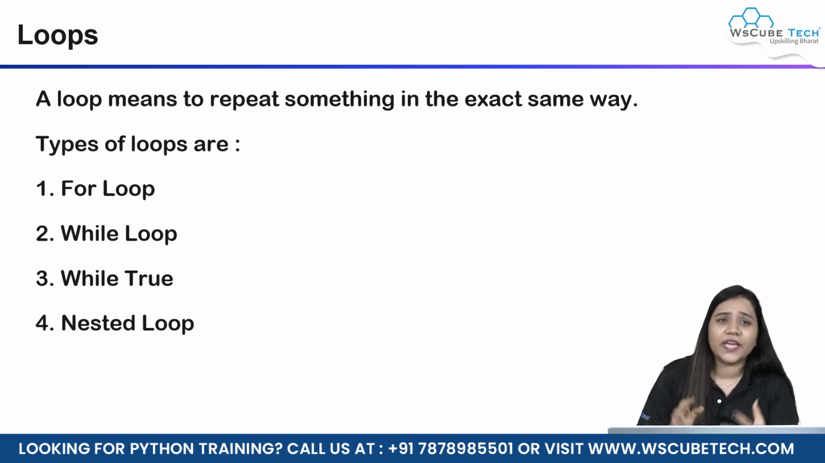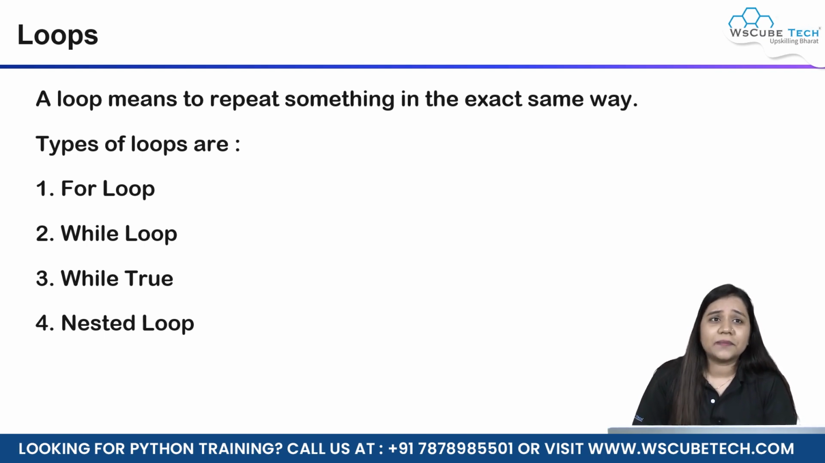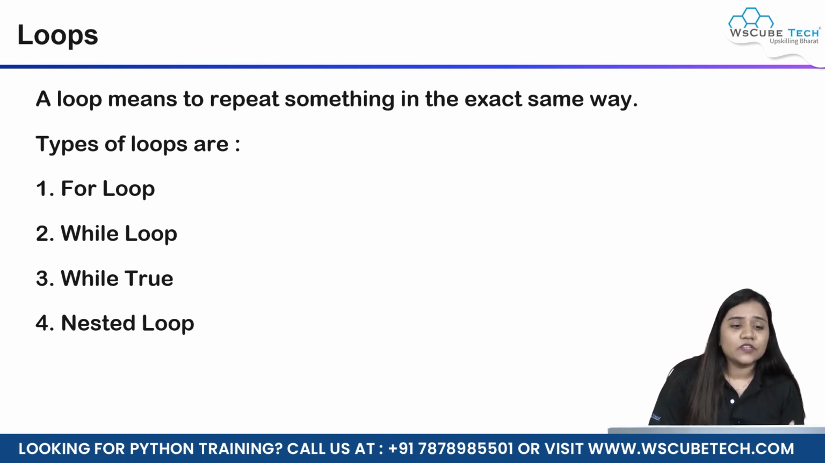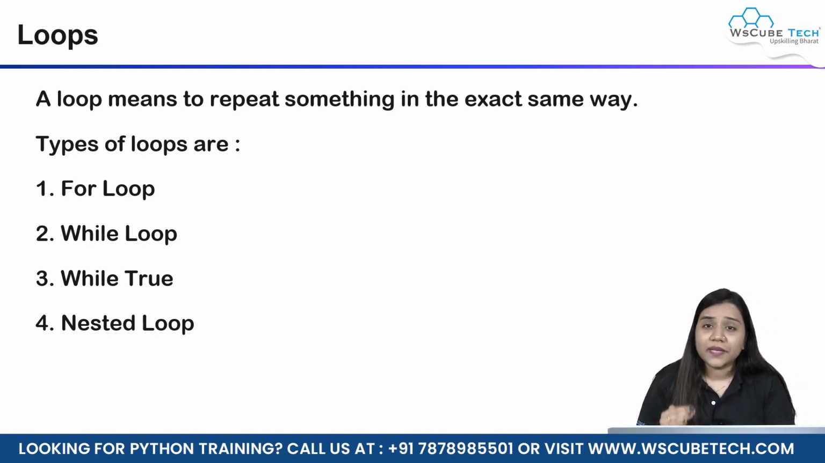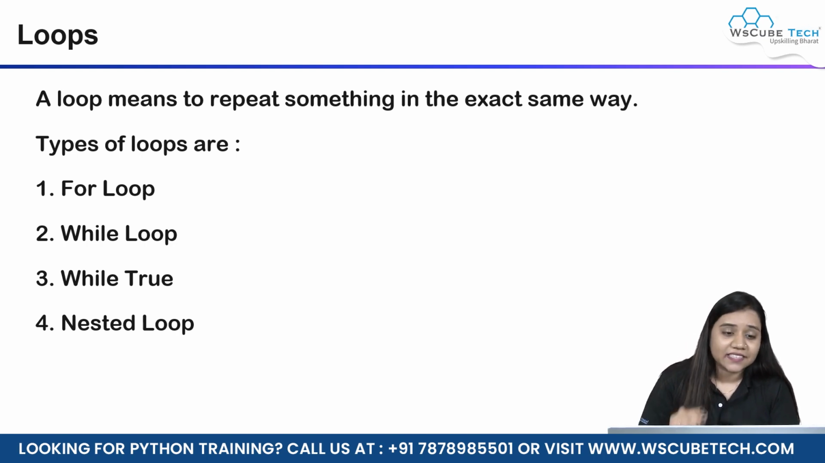Let's say you want to exercise, right? And a person tells you that you have to do some push-ups 10 times. So what you will be doing, you will be repeating the exact same step, the exact same method, 10 times, right? Same thing is over here. Loop means to repeat something in the exact same way.